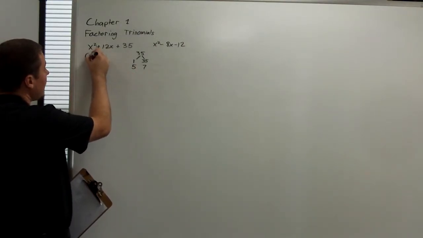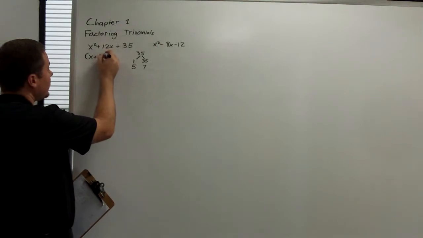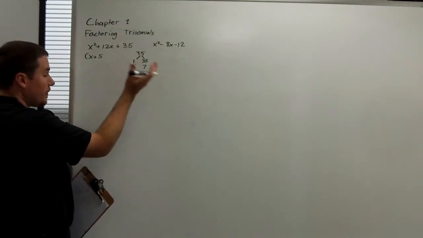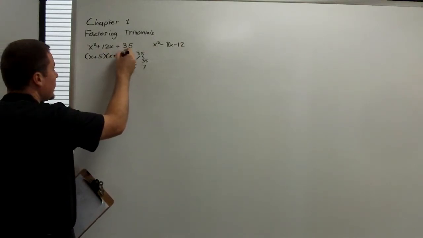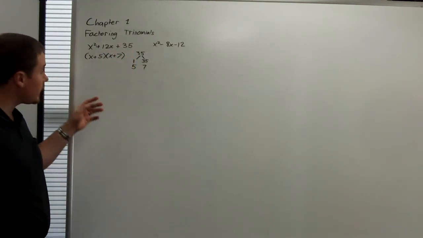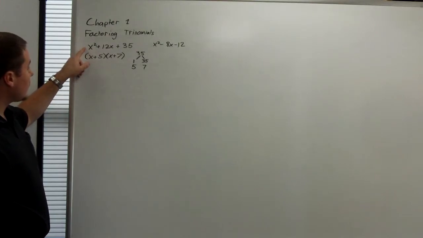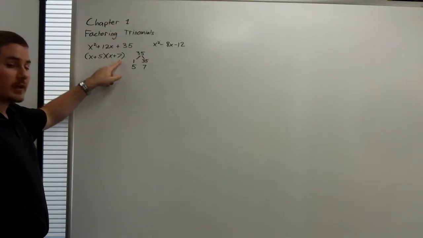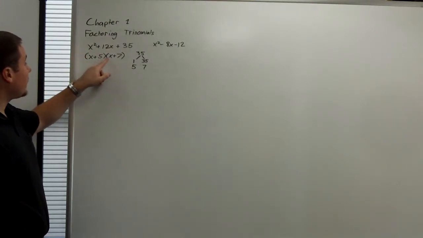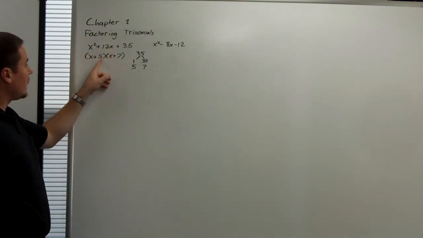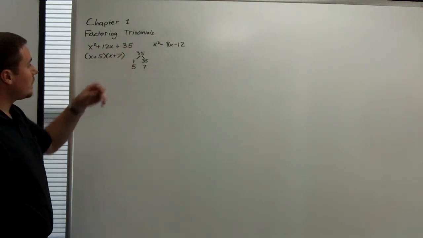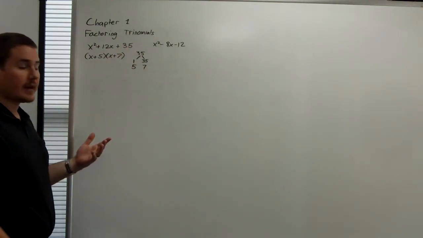So we can now break it down into x plus 5, preserving the same signs here. If these were negatives, we would have x minus, and x plus 7. To double check our work, try foiling this out. X times x will give us x squared. X times 7 will give us 7x. 5 times x will give us 5x. 7x and 5x is 12x. Then 5 times 7 is 35. So we know that we got the right factorization.